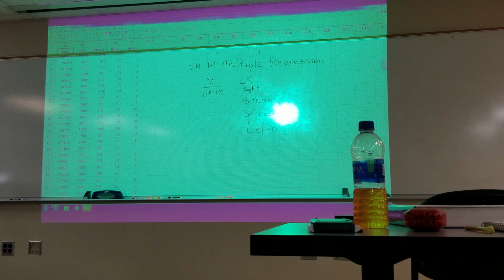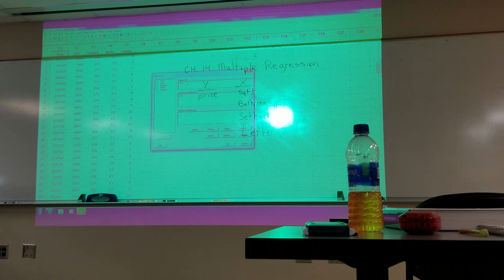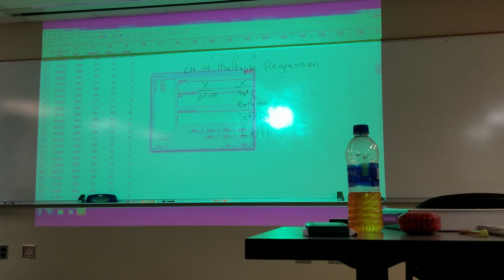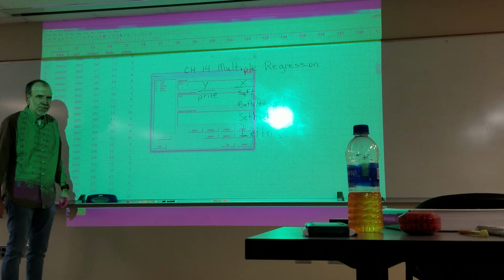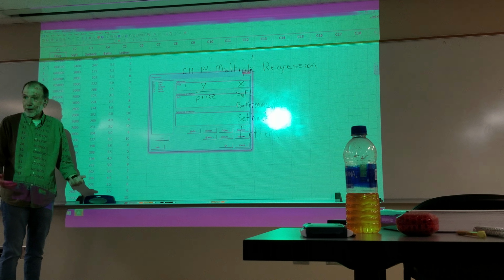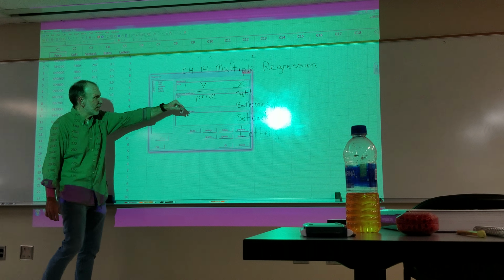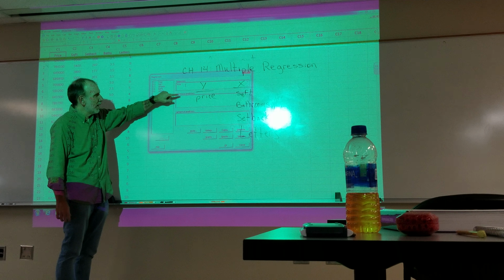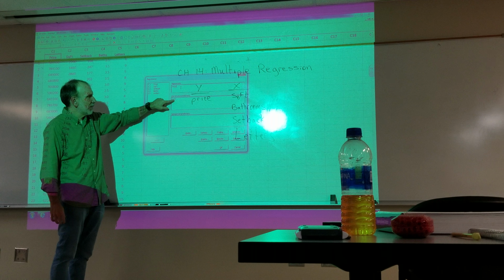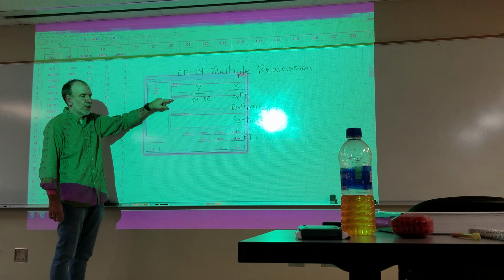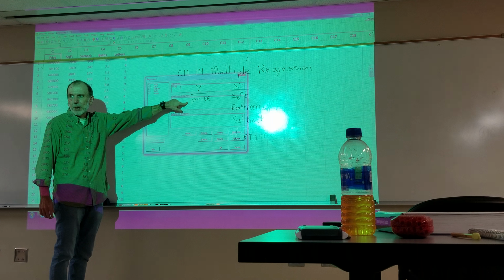Fit regression model. What's going to go in the response box? Whatever you're trying to predict or explain. So in our case, that will still be price. The only thing that's going to change is instead of having just one variable in here, you're going to have multiple variables in your predictor box.